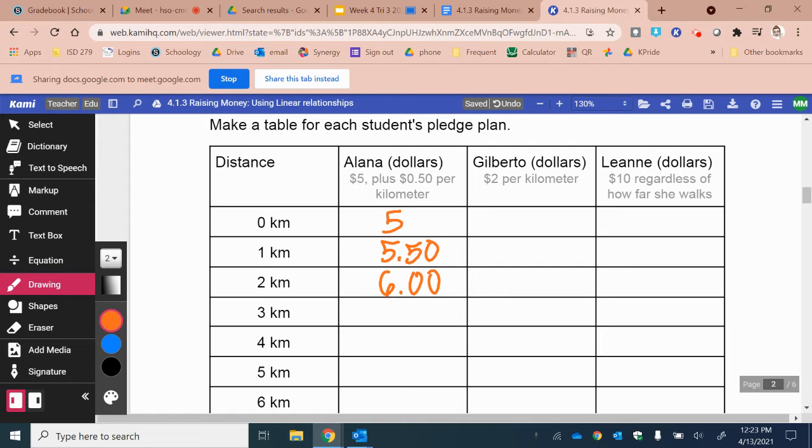So we want to keep adding on to that. Remember, you're not adding $5 for every kilometer. You're adding only 50 cents for each kilometer. But it's like it starts at $5. If you want to put 2 decimal places here, you could also.